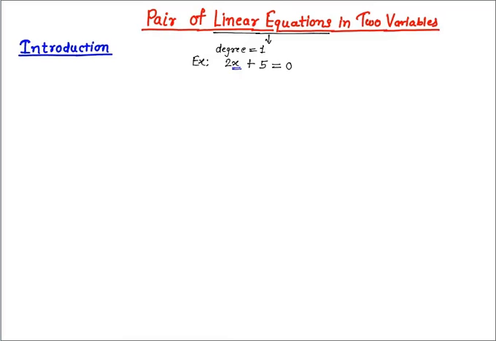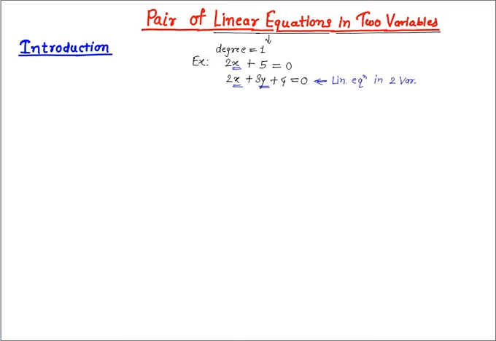But we want linear equations in two variables, right? So a linear equation should contain two variables. Let's take an example: 2x + 3y + 4 = 0. In this, we have two variables x and y. So this is a linear equation in two variables.